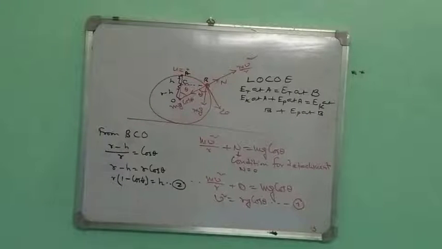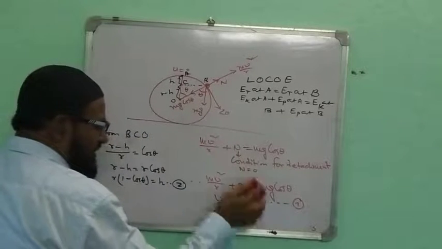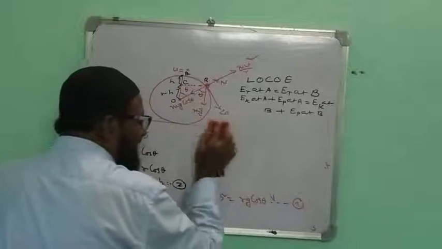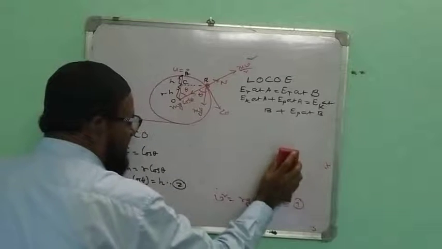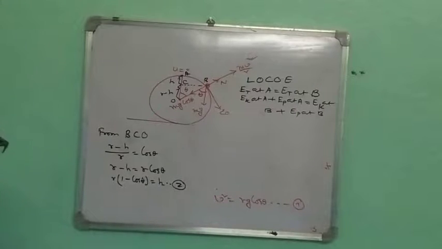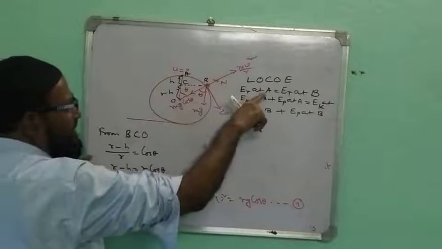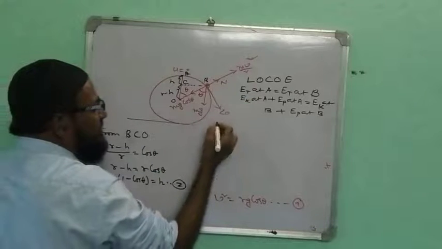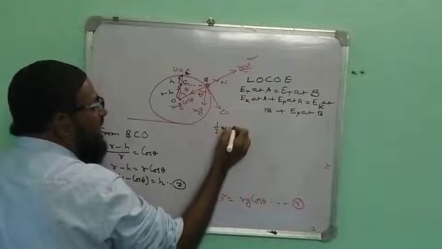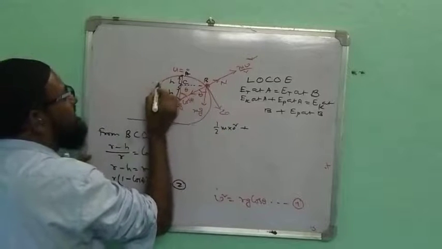Now I am deleting this portion. Please see here, v squared equals Rg cos theta. Please keep it here. Now see here, what is the kinetic energy at point A? The velocity is 0, so it is half m times 0 squared, with respect to this reference plane. Please see here.